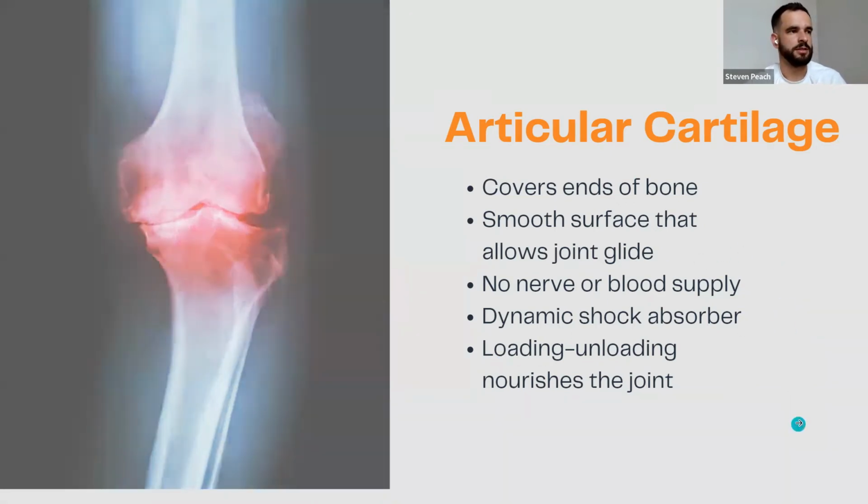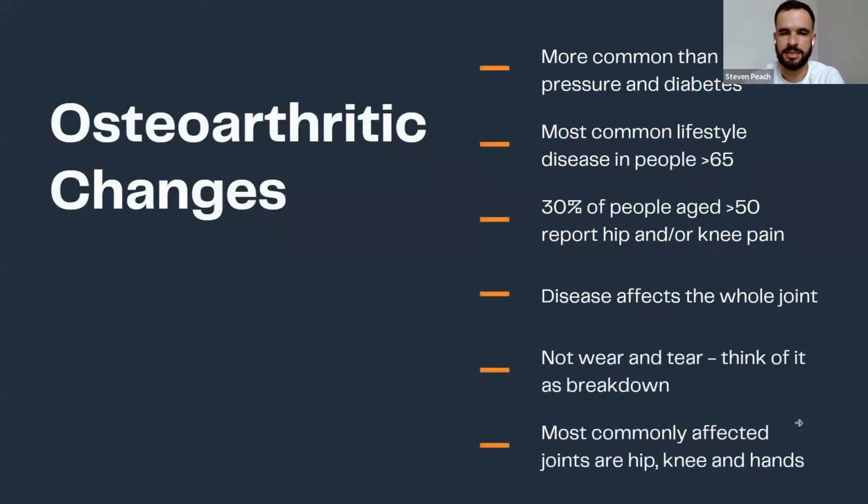Okay, now some of the changes that we see with osteoarthritis, okay, believe it or not, osteoarthritis is more common than blood pressure and diabetes, okay? It's super common across the population. It's the most common lifestyle disease in people over 65. So it's the most common condition that affects and changes people's lifestyles, whether that means not participating in sports or activities the way they used to. They're finding certain things difficult to do because of the disease.